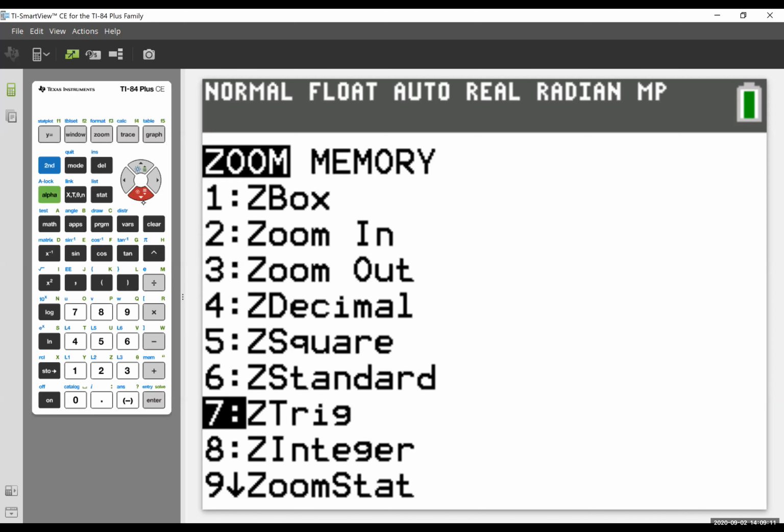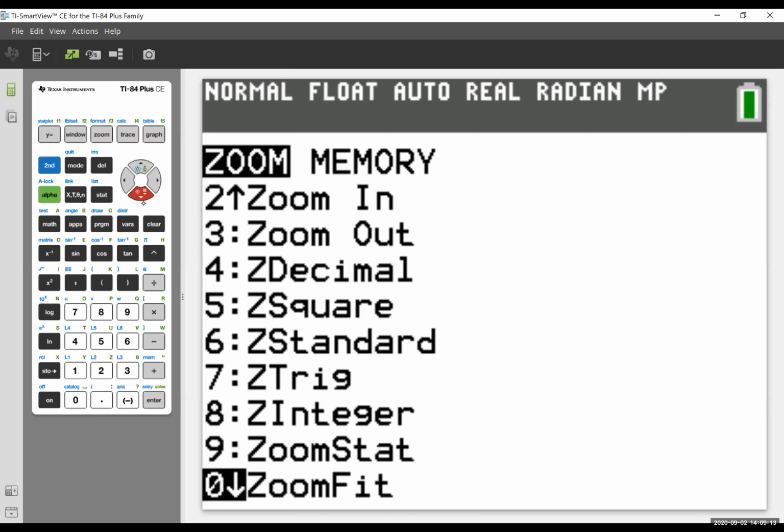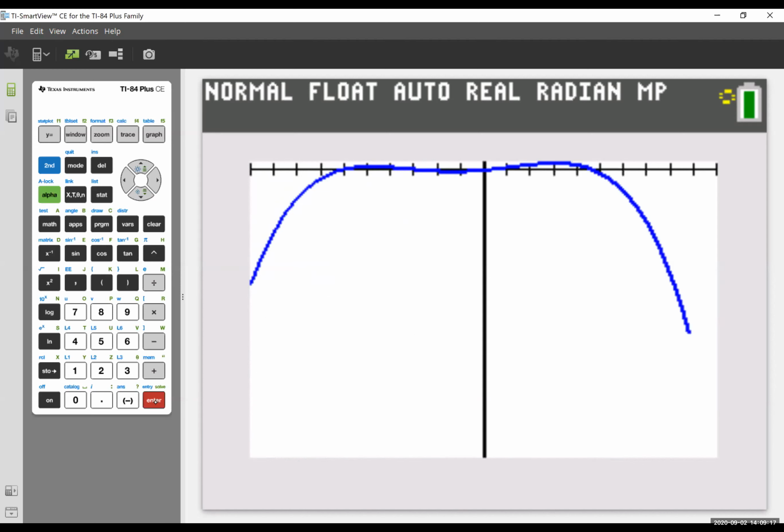I have to actually scroll. I press zoom, I scroll down, and that's item number 0. So you see when I press it, it gives me an idea. It looks like I see a little bit of max right at the top and maybe a min somewhere in there, but it's not the best representation of my graph. However, it did narrow down my width a lot.